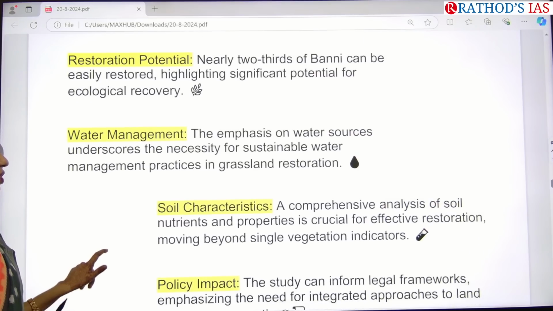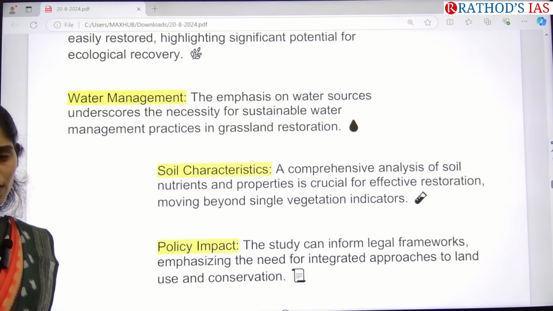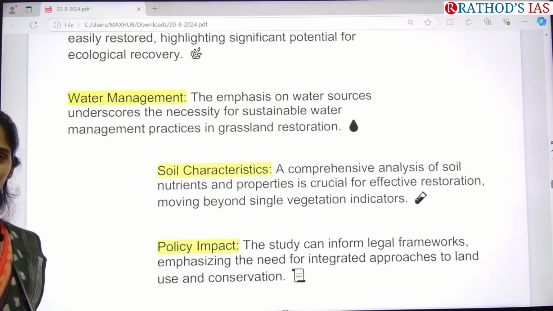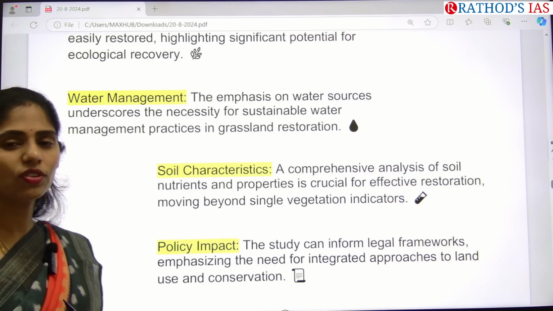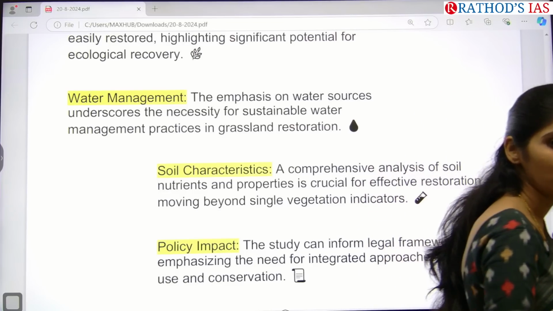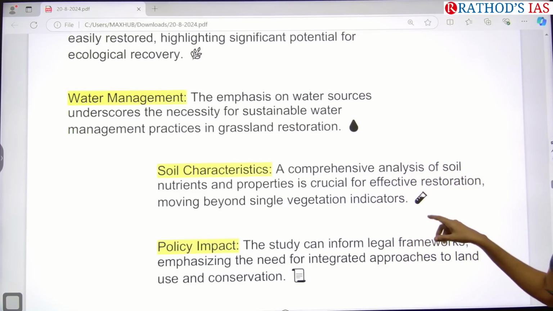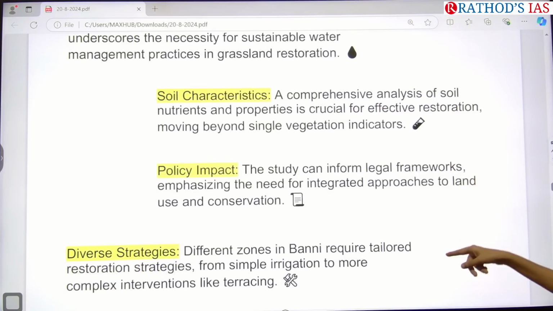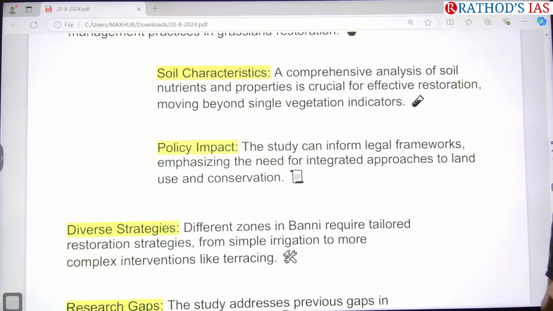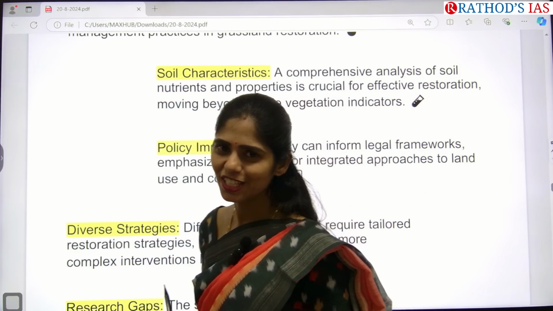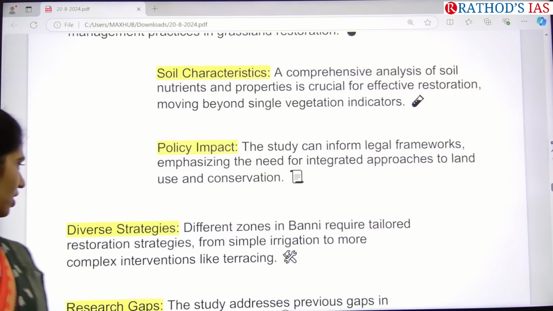And you have to understand the characteristics of soils, which nutrients are present, and which plants can be grown in that. Which kind of grass can be grown there without human interventions. That can be done so that we can go for restoration of these grasslands. And whatever legal frameworks are there, we have to focus on those things. Proper implementation and proper conservation of these grasslands is very important.